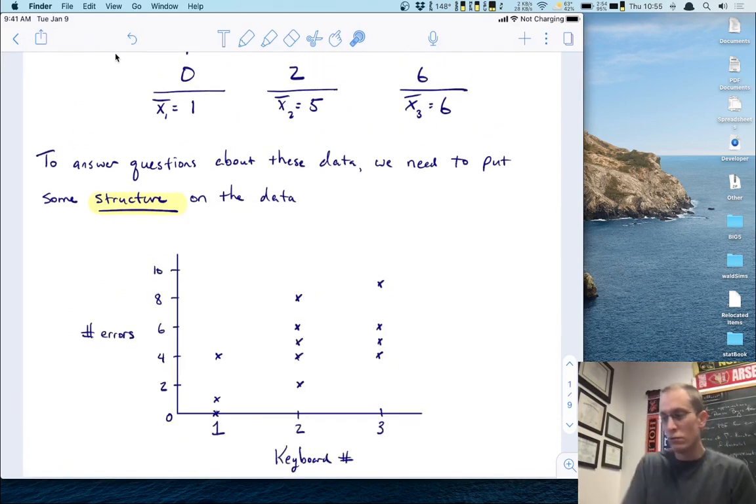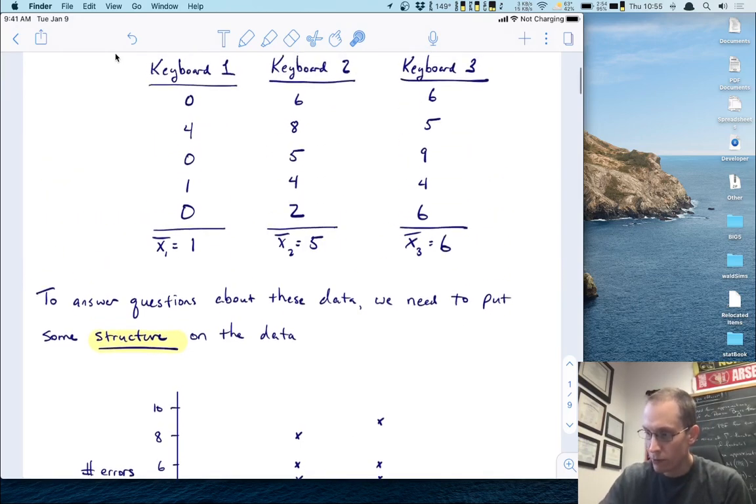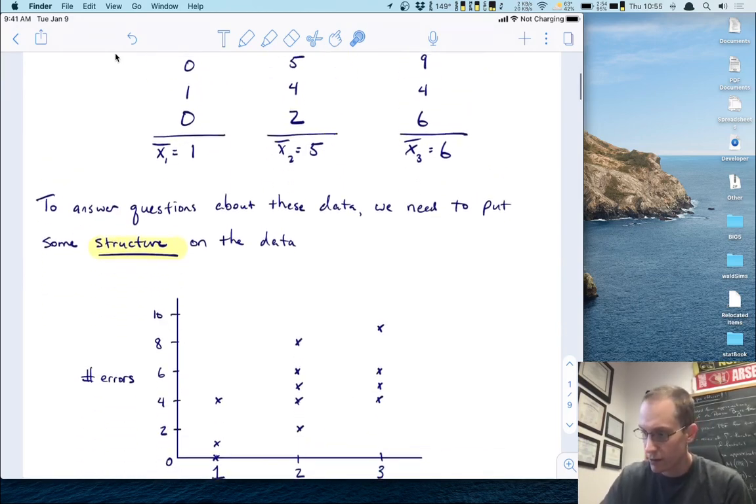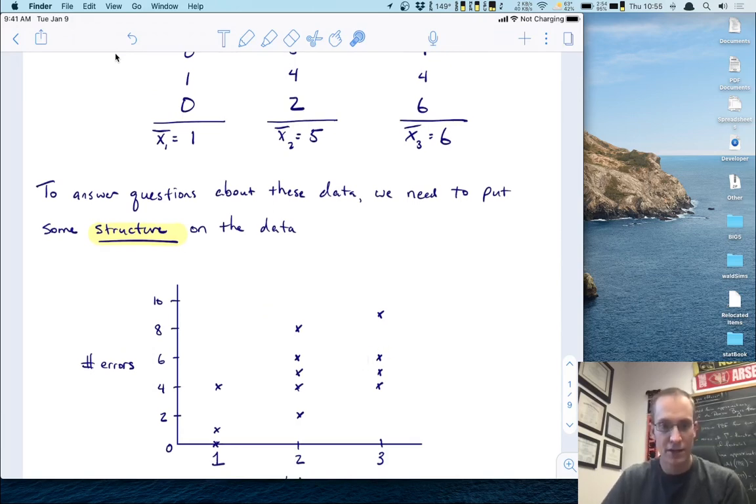First, let's look at some visual structure. One thing you might do is just plot the raw data. So here on the horizontal axis, I've put the keyboard number as 1, 2, or 3, and then on the vertical axis, I've put the number of errors. And I've indicated each of the data points with a little crosshash. And there are 5 in each column, although there are some repeats occasionally, which is why it appears that there's only 4 here. There's actually 2 different people who scored 6 errors. So there's 2 data points right there. And something similar happens with keyboard 1.